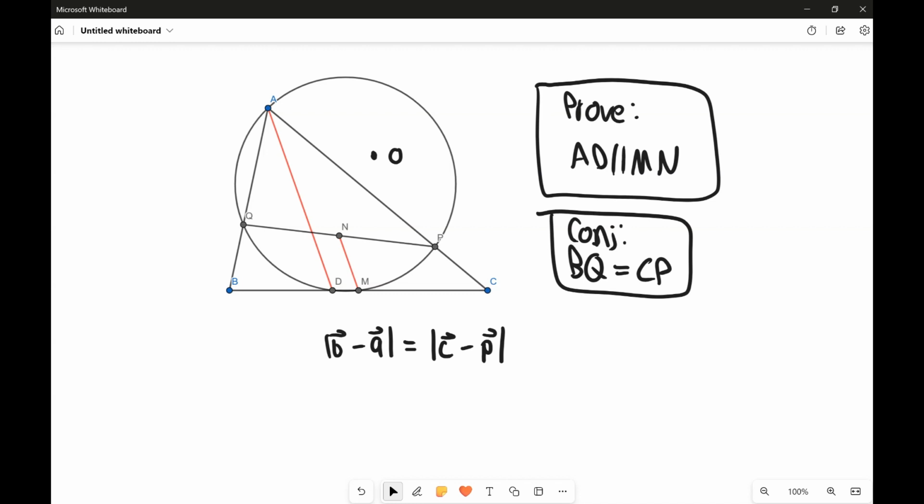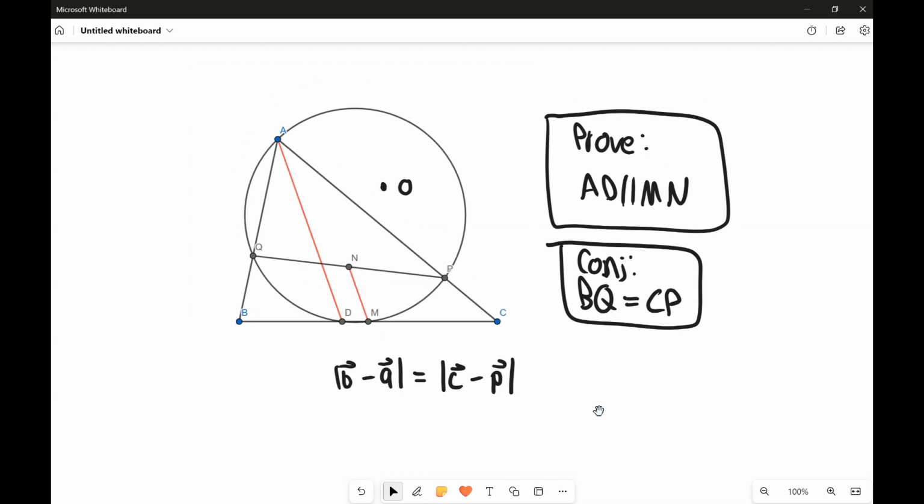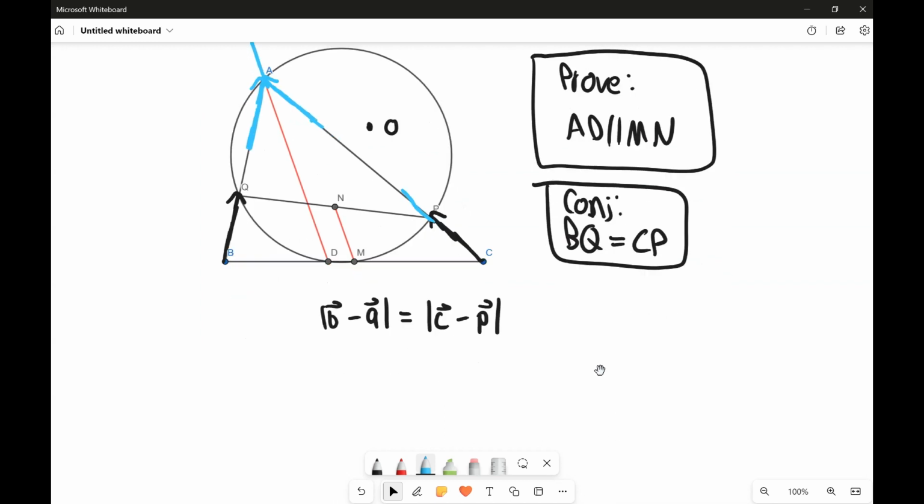And the best way to relate this to an angle bisector is by taking a look at this. This vector here has the same magnitude as this vector here. So if we shift this vector over here, and then this vector over here, they still have the same magnitude. But now we know that these two vectors, since they have equal magnitude, have opposite components perpendicular to AD. So the sum of the vectors BQ and CP is parallel to AD.